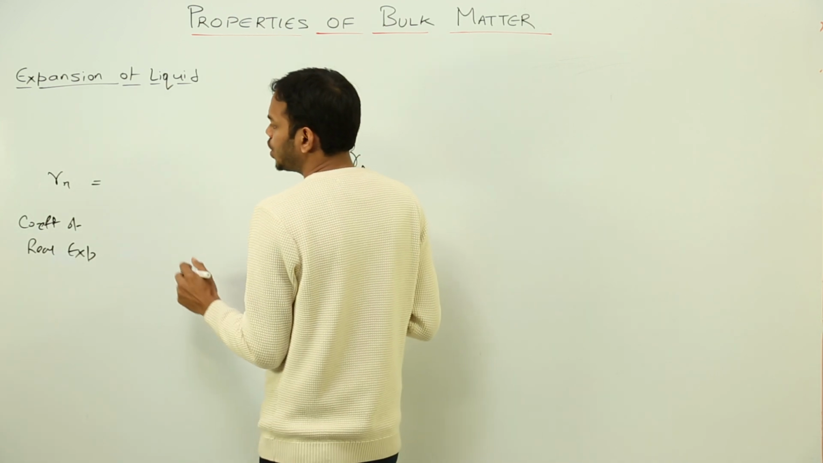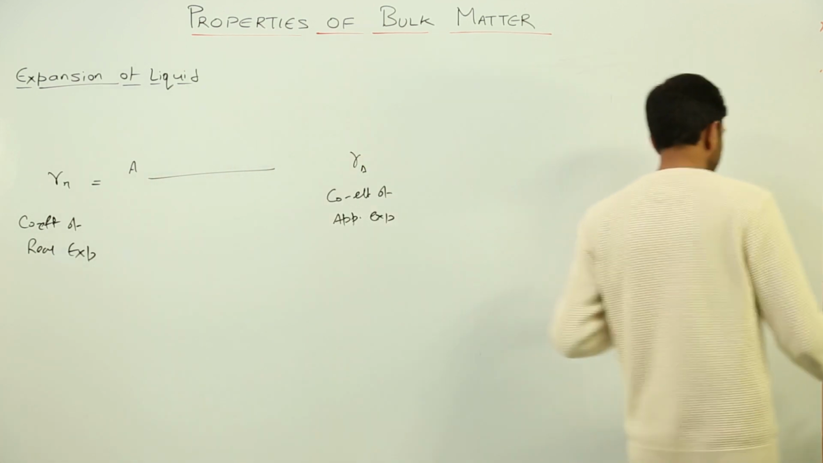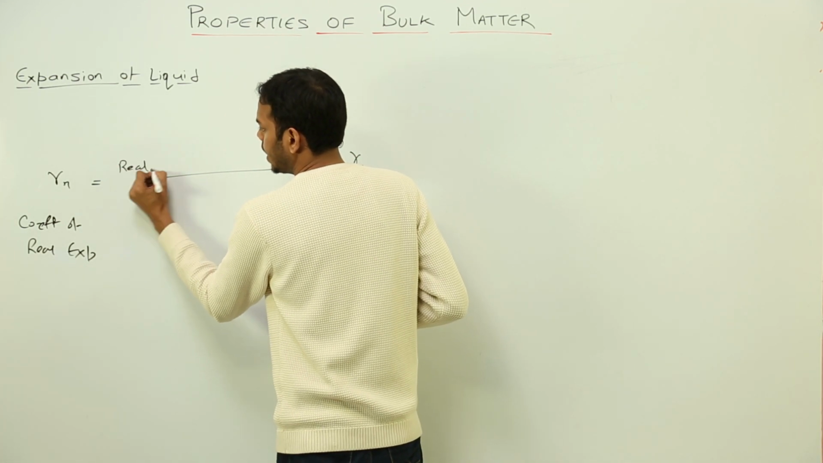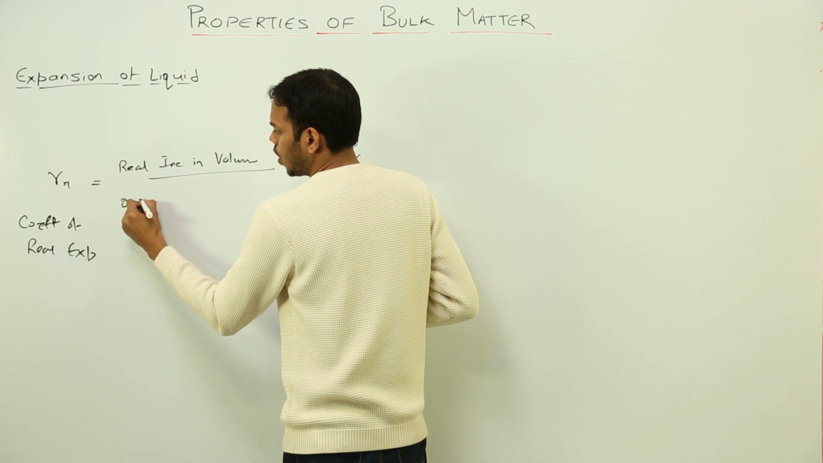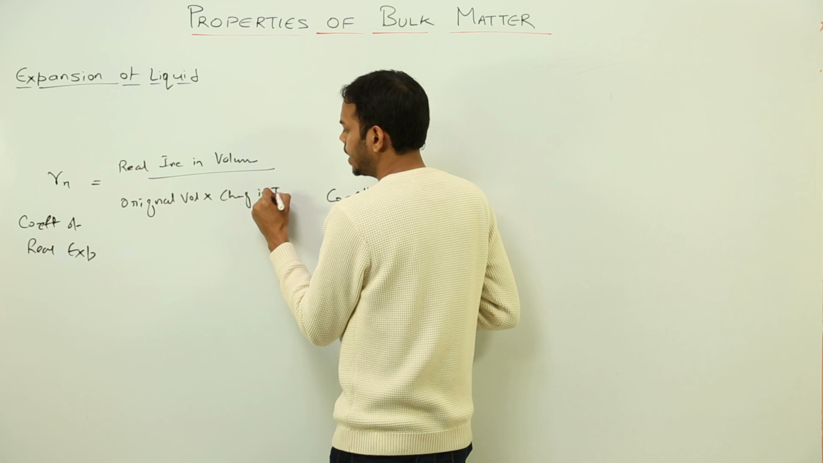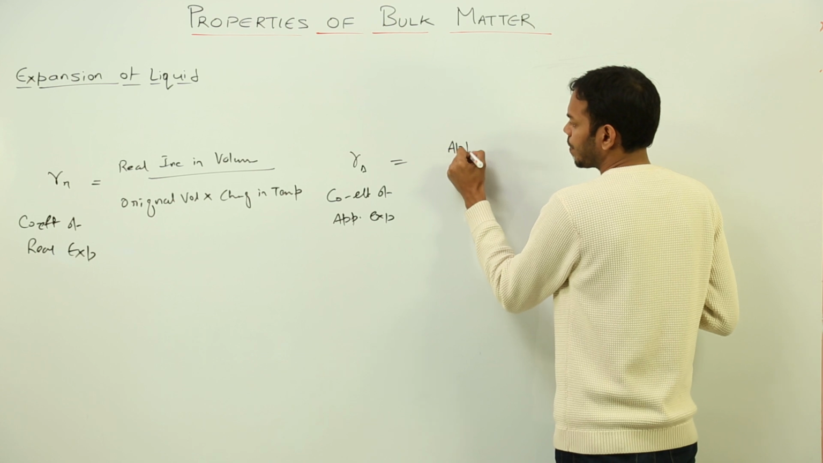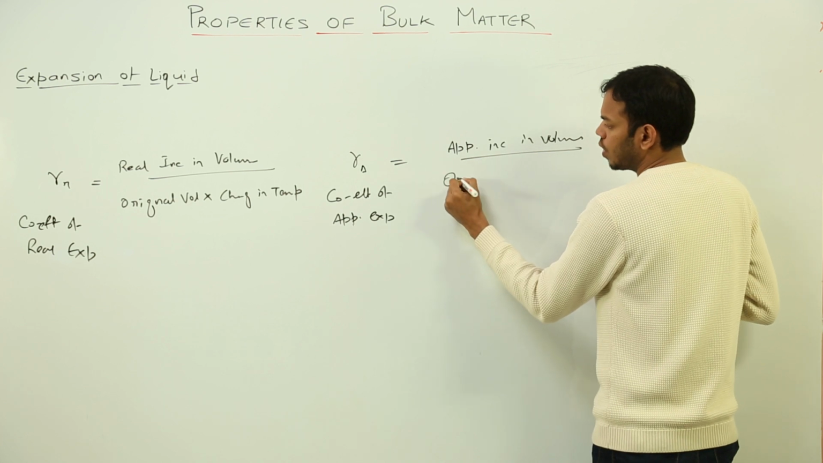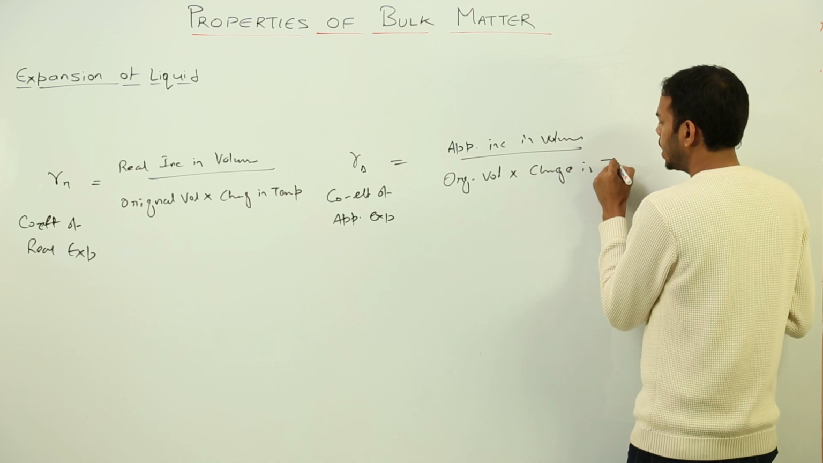So the formula states coefficient of real expansion is actual, or I would write it real, real increase in volume upon original volume into change in temperature, whereas coefficient of apparent expansion would be apparent increase in volume upon original volume times change in temperature.